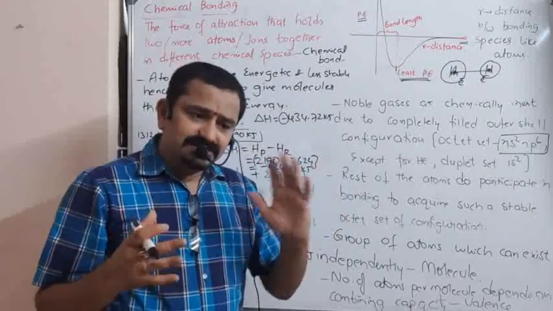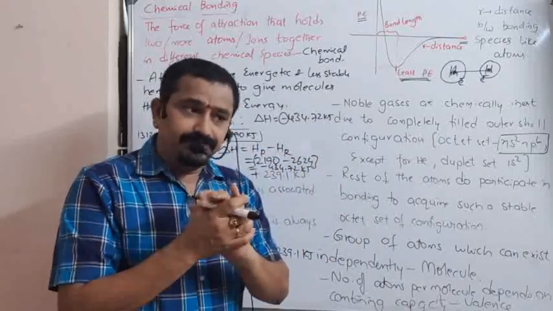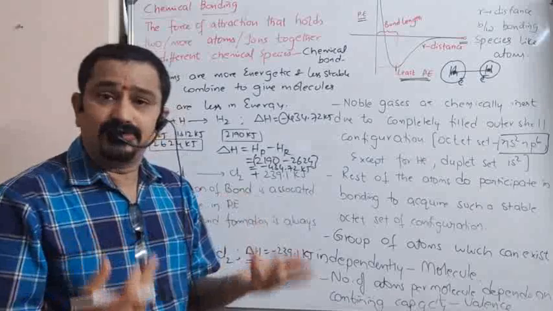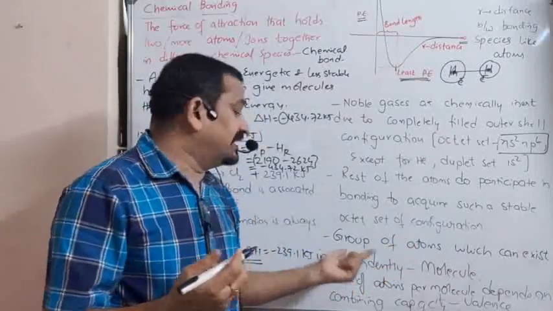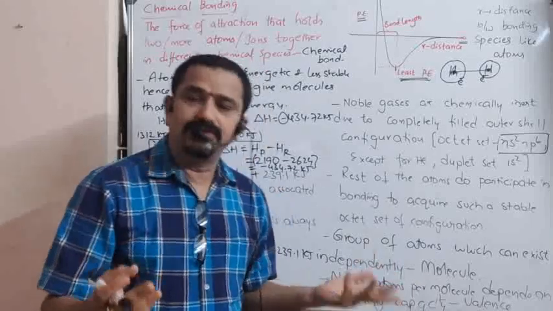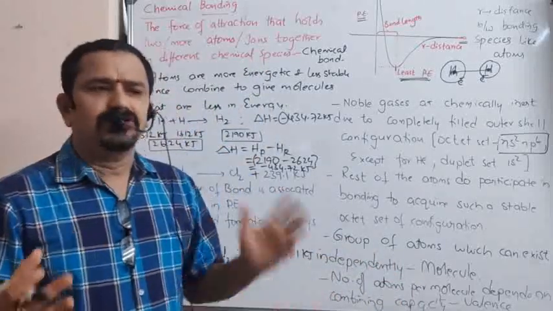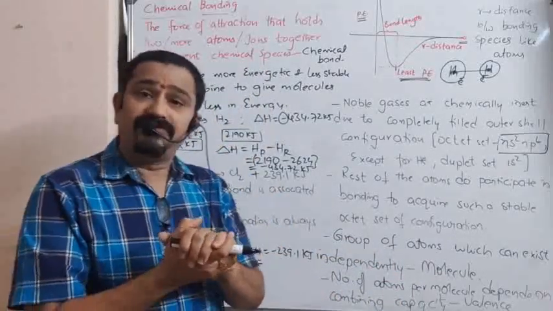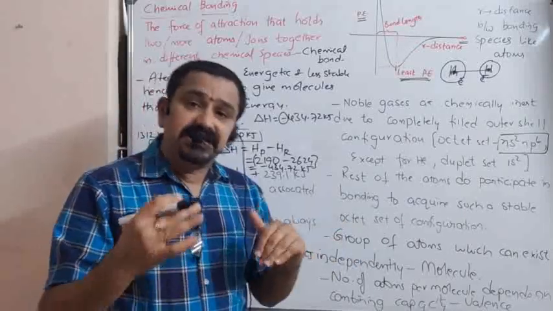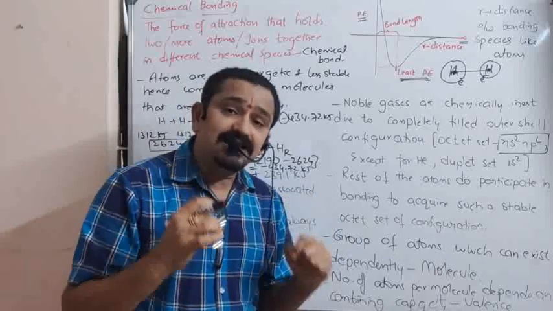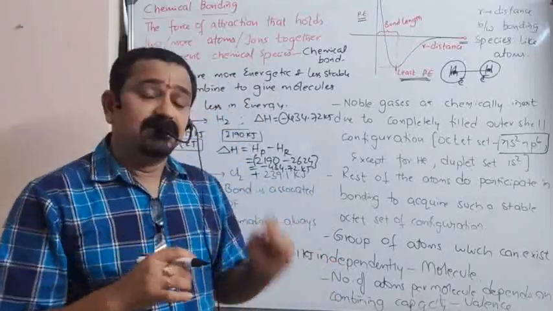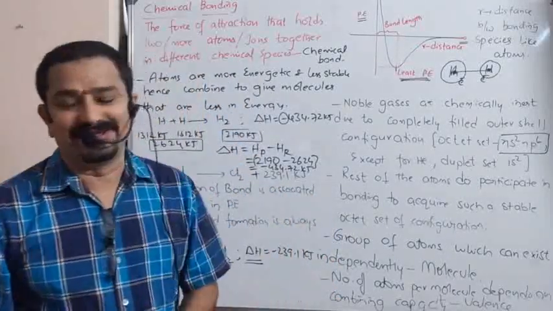And thus atoms are combining to give molecules. How many atoms are present in a molecule? That depends. A group of atoms which can exist independently in a stable manner is called a molecule. First of all, what is meant by a molecule? A group of atoms. How many atoms are present in a molecule depends on the combining capacity.